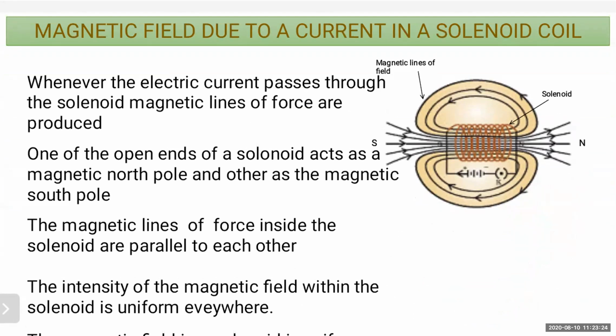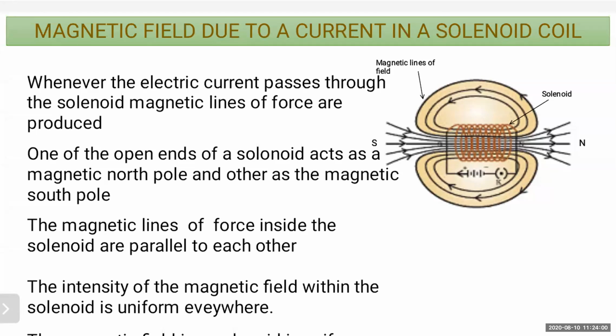How is the magnetic field produced due to the current in a solenoid? Whenever an electric current passes through the solenoid, the magnetic lines of force are produced. One open end of the solenoid acts as the north pole and the other one is the south pole.